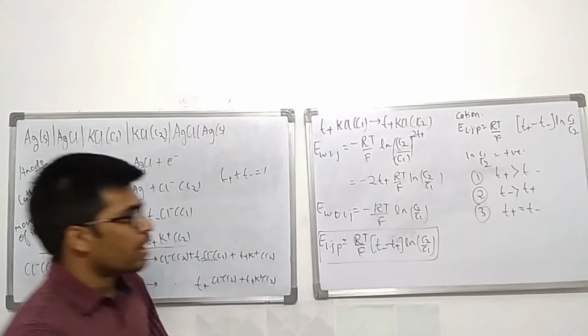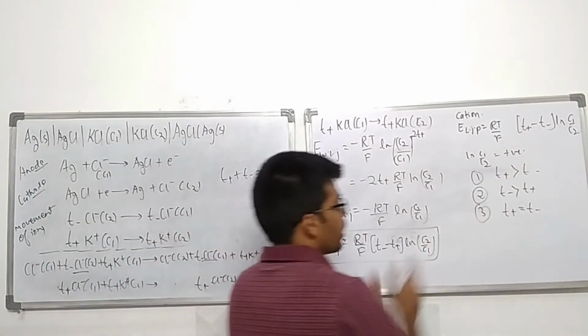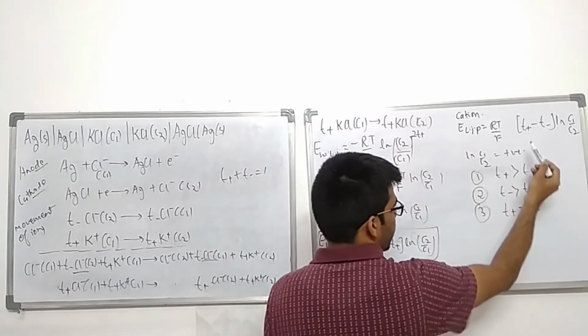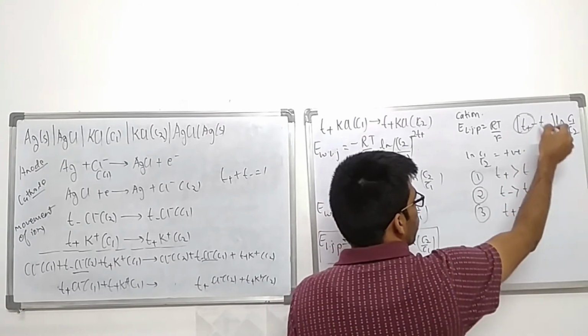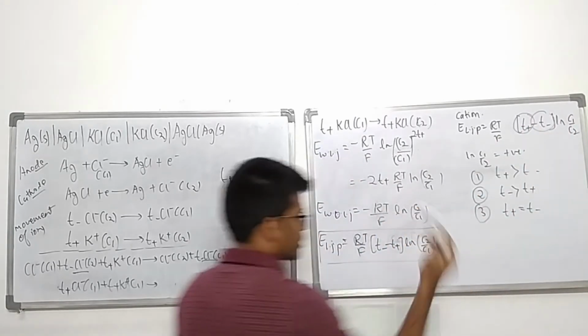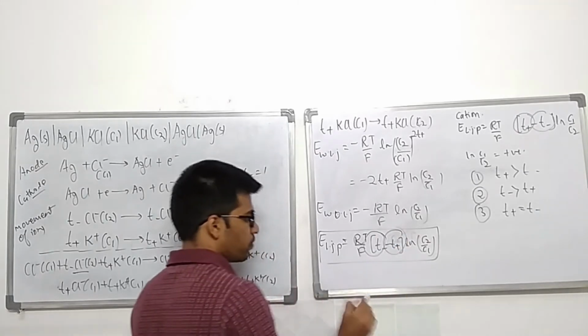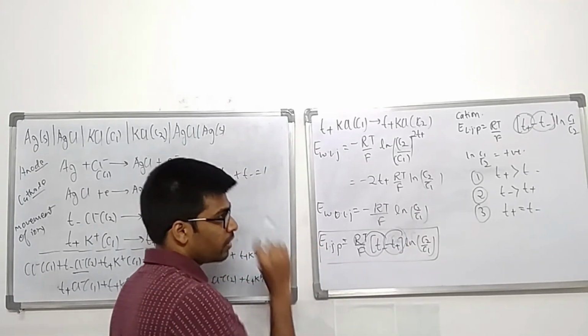Okay. Now let us compare the two. The first difference to remember is that with respect to the cation, it is the transference of the cation minus the transference of the anion. With respect to the anion, it is the transference of the anion minus the transference of the cation. It will be easier to remember in this way.